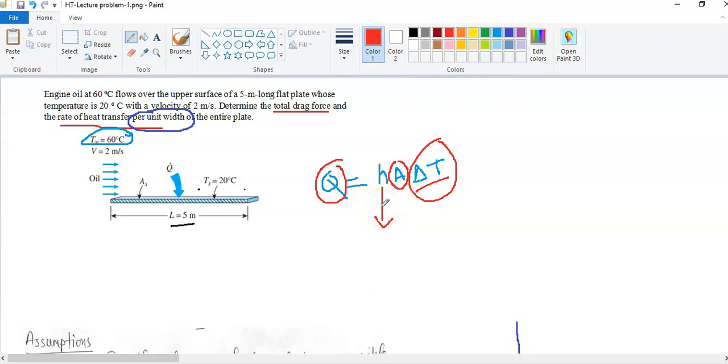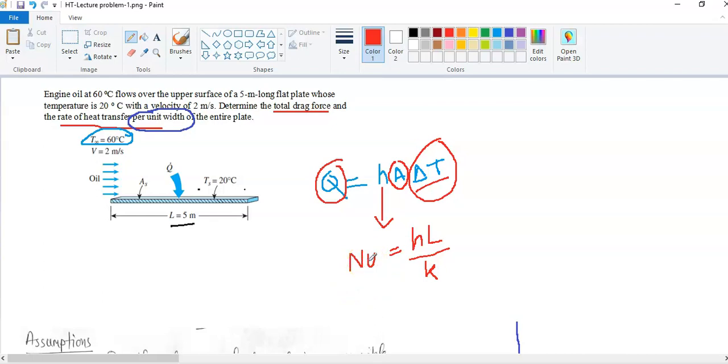If it is the unknown value, then how can we get this h? It is actually the convection heat transfer coefficient. You know the Nusselt number formula. The Nusselt number is equal to h, the convection heat transfer coefficient, times the length or distance, over the thermal conductivity, isn't it? We know this is the formula for how to calculate the Nusselt number. This is the general formula.